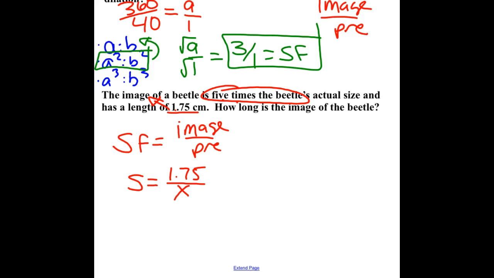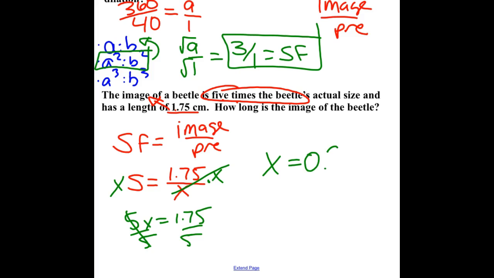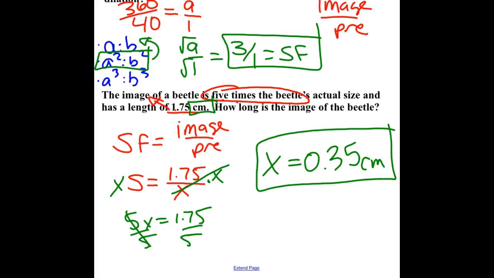And we get this equation that now we just need to solve. So we don't like to have x in the bottom, so we're going to multiply both sides by x to get it out of there. We get 5x equals 1.75. Now I have to get the x all by itself, so I divide both sides by 5. We go 1.75 divided by 5, and we get our actual length of the beetle. Then we should end up with 0.35. Now don't forget a label. It's talking about the beetle in terms of centimeters, so we're going to continue with centimeters then.